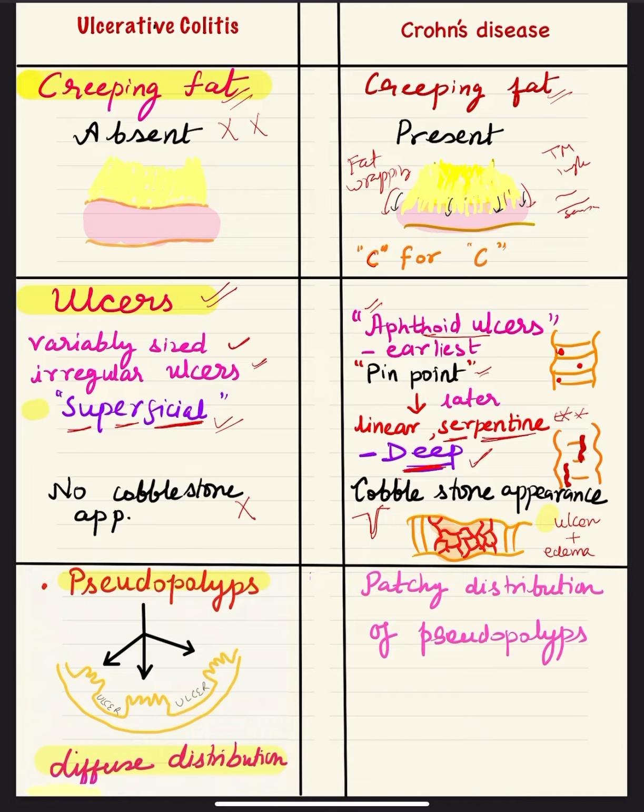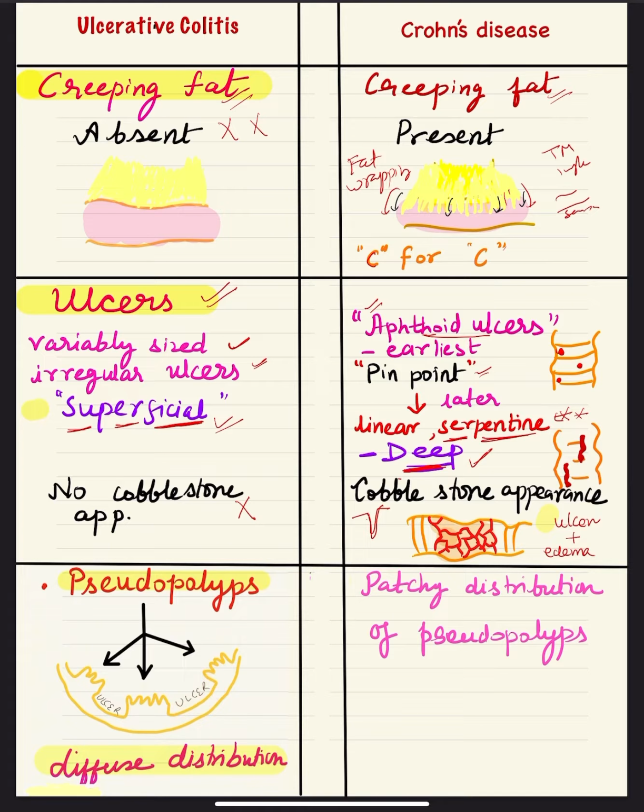Next point is the presence of pseudopolyps. There is ulceration in ulcerative colitis, and the mucosa adjacent to the ulcers will regenerate, and that will cause the presence of pseudopolyps. So there is an ulcer, and the mucosa adjacent to the ulcer regenerates and appears like polyps, but they are not true polyps. They are pseudopolyps which have arisen because of the inflammation and ulceration.